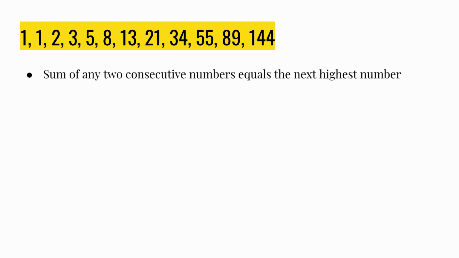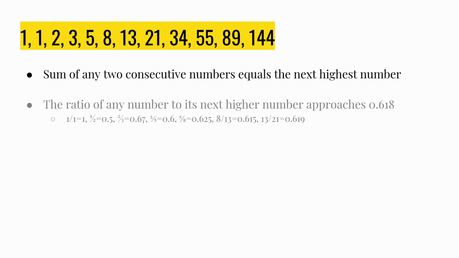These are Fibonacci numbers, and I'll list some properties that make them so special. First, the sum of any two consecutive numbers equals the next highest number. Second, the ratio of any number and its next higher number approaches 0.618. For instance, 1 divided by 1 is 1, but as we go down the line towards, let's say, 8 and 13, we get 0.615, which is closer to 0.618 than 1.